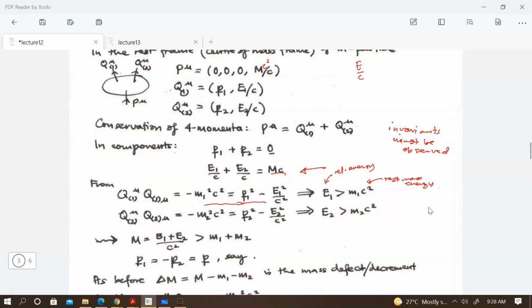Okay, and similarly, you can do the same for Q2 mu. So your Q2 mu will have an invariant given by minus M2 squared C squared, and in terms of their components, you have P2 squared minus E2 squared on C squared, and again we get essentially a similar inequality here.